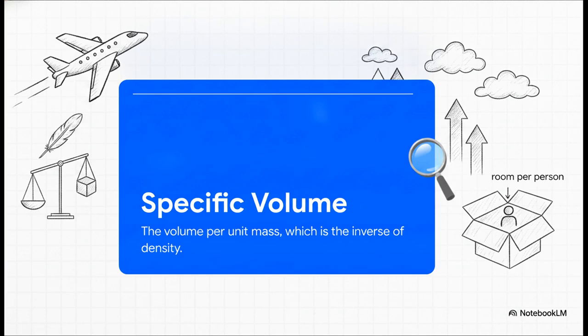Okay, let's look at one last neat variable trick to round out our toolkit. Aerospace engineers will often flip density upside down to use a term called specific volume, which is simply the volume per unit mass. Think about it like this. If density is how crowded a room is, specific volume is how much room each person gets. By substituting this in, it transforms our gas law into an alternate but super frequently used form, PV equals RT.